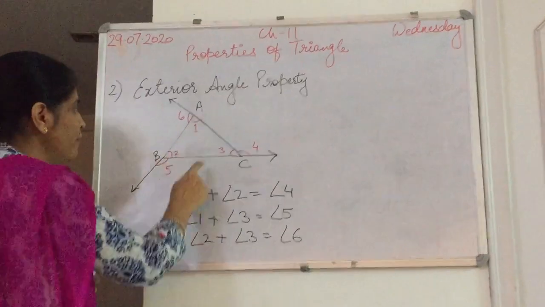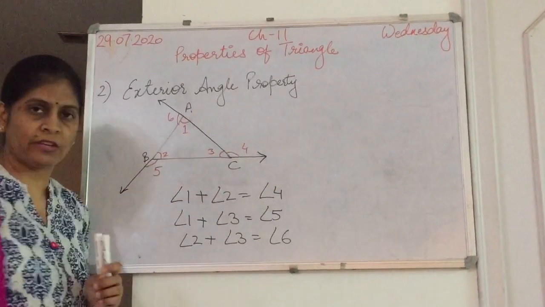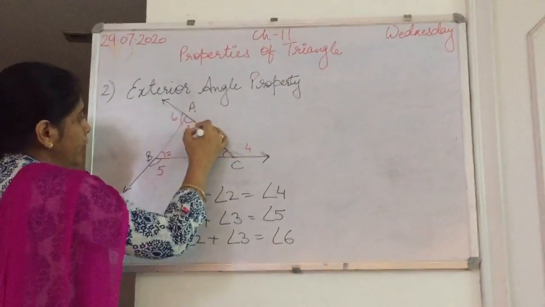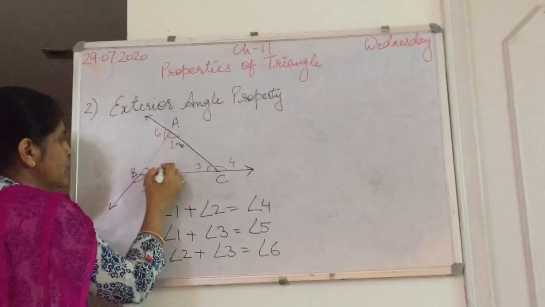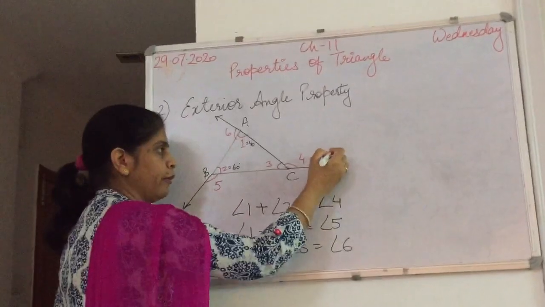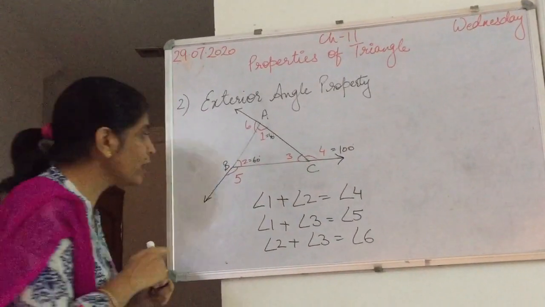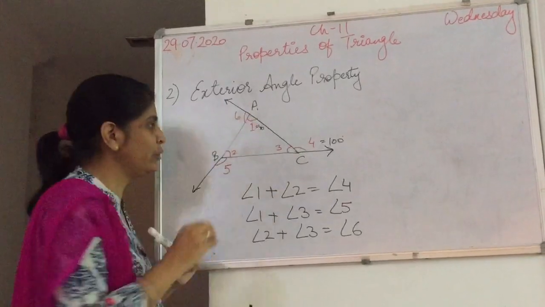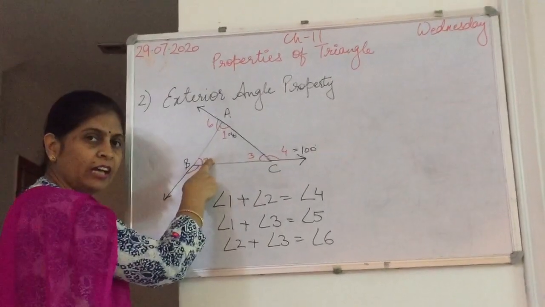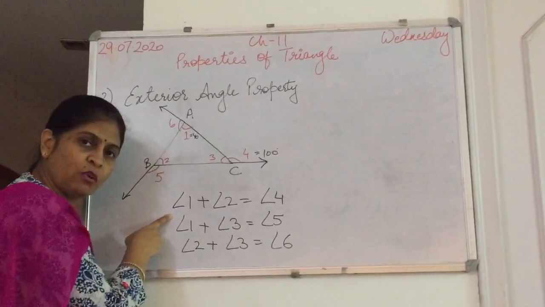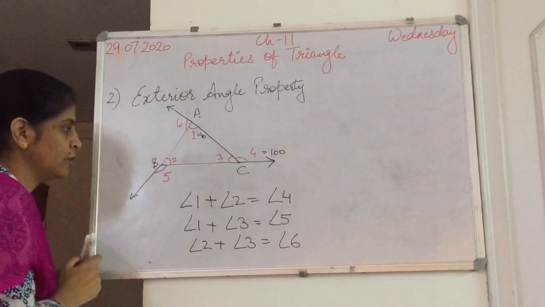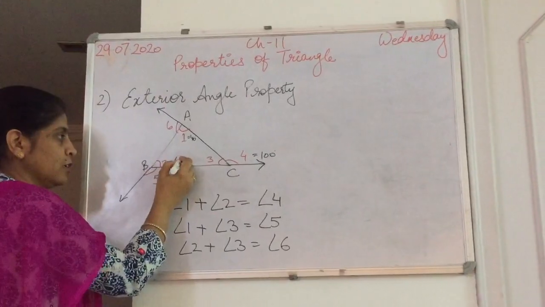Clear? So if you have this value and this value, you can find the exterior angle. Yes? If I say that angle 1 is 40 degrees and angle 2 is 60 degrees, what is angle 4? 40 plus 60? 100. Yes? Or if we remove this, we have the exterior angle and one interior angle. Can we find the second angle, angle 2, by putting the values in this formula and doing the transposition? So 100 minus 40 is 60. So this will be 60.